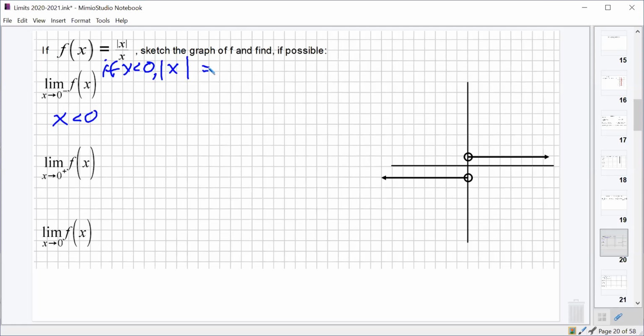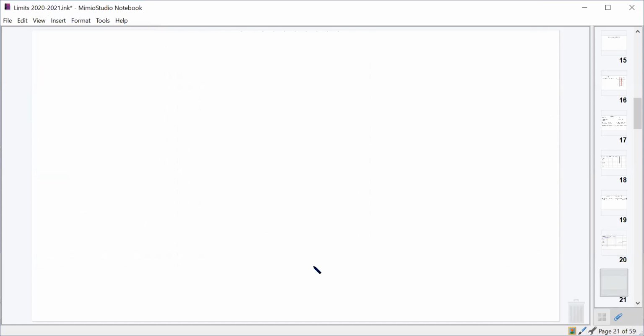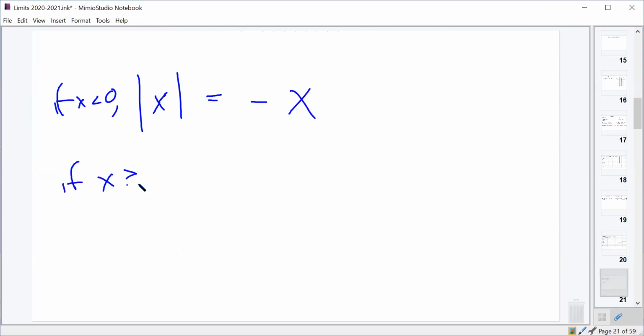Something positive. Right. So sometimes it's x and sometimes it's not x, and it depends on the values of x. So what we're going to do is I'm going to put a new page in here, and I'm going to tell you if I'm looking at x less than 0, the absolute value of x is always equal to the opposite of x. And if x is greater than or equal to 0, the absolute value of x is equal to x. Think about any number you want to plug in.